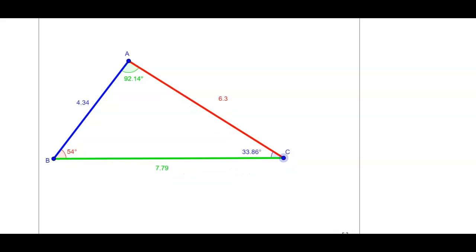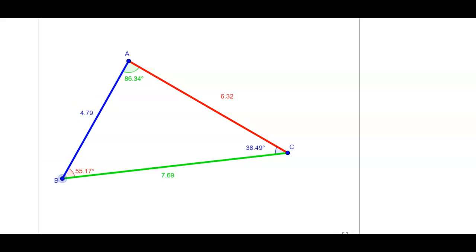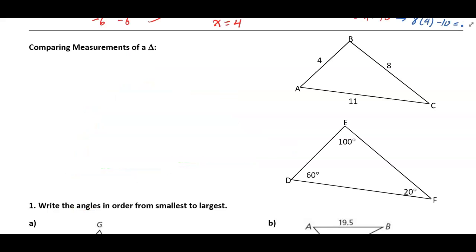If I were to change this, here we have the 94 degree angle A. Across from it is the 7.93. It's the largest side. Middle angle, 52.68. Across from it, 6.32. 33.09 is the smallest angle. Across from it is the smallest side. And this works for all triangles. As I continue to change this triangle, that relationship still will hold.